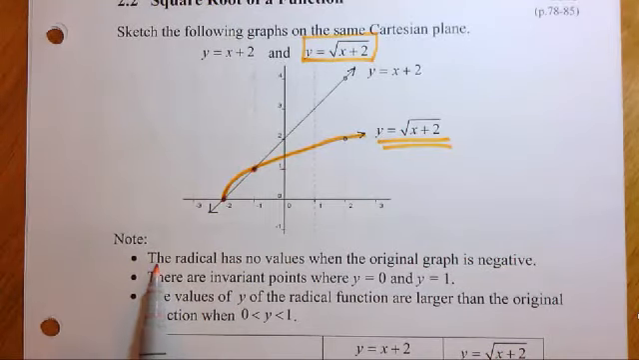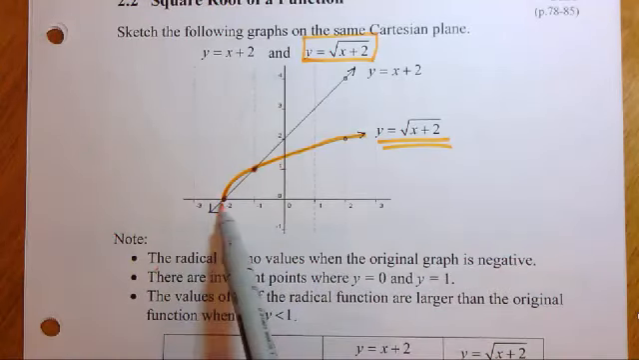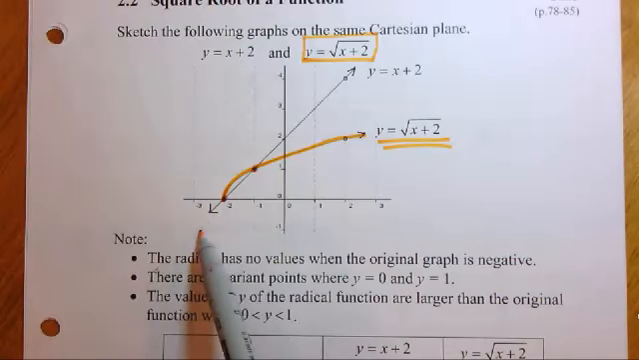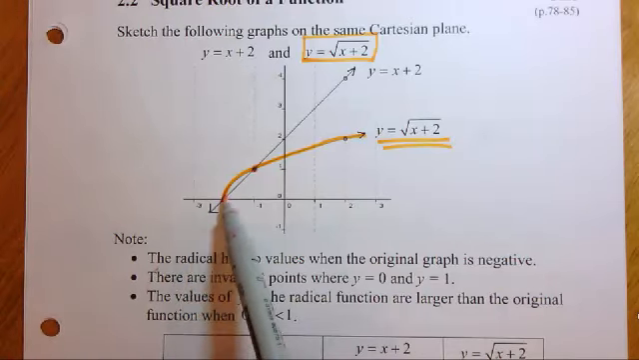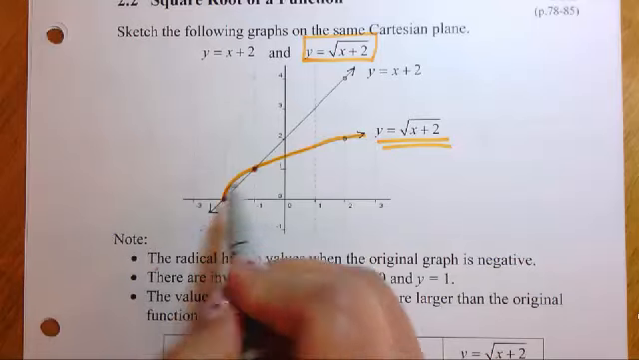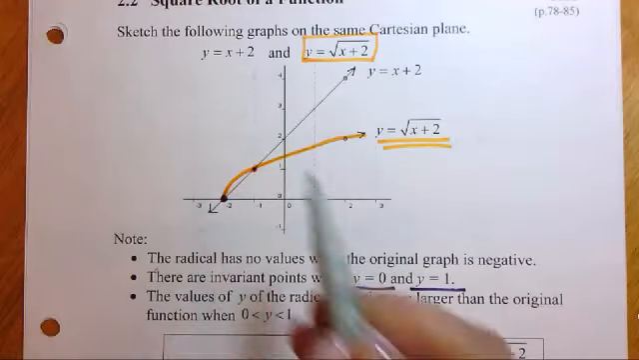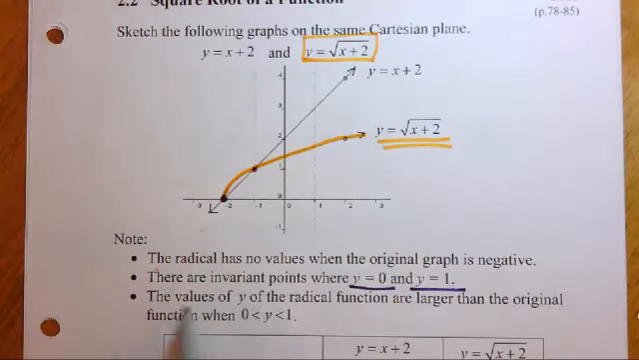Now, look at the notes here. The radical has no values when the original graph is negative. So down here, the line would have extended to continue on in the negative y values, but the square root function does not have any values in the negative. It starts right when y equals 0. There are invariant points where y equals 0 and y equals 1, as I mentioned earlier, right there and there. And the values of y of the radical function are larger than the original function when y is between 0 and 1.